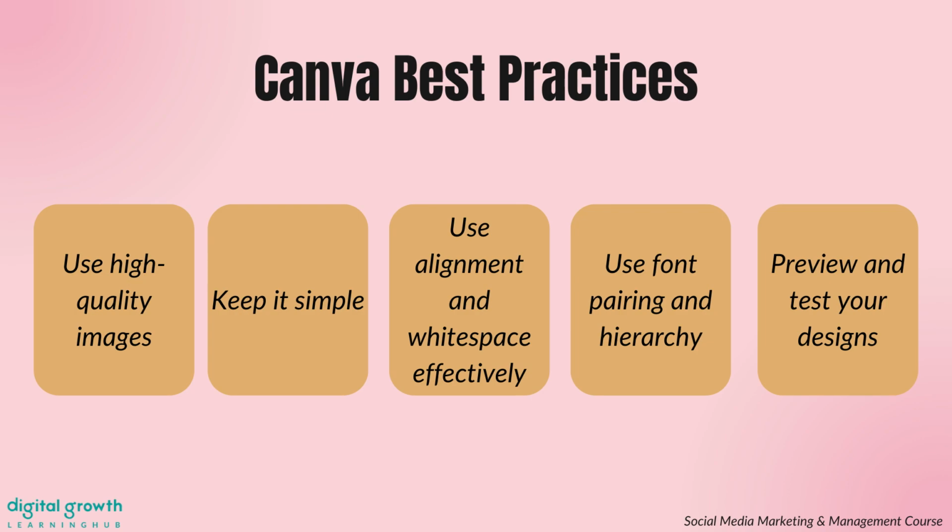Third one, use alignment and white space effectively. Aligning your elements and using white space effectively can create a visually balanced and organized design. Next, use font pairing and hierarchy. Choosing the right font is essential for conveying your message and creating a cohesive design. Pairing fonts and using hierarchy, for example, using different font sizes or styles to highlight important information, can help to make your text more legible and visually appealing.